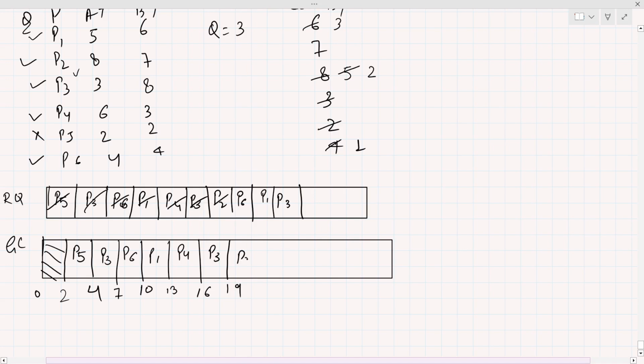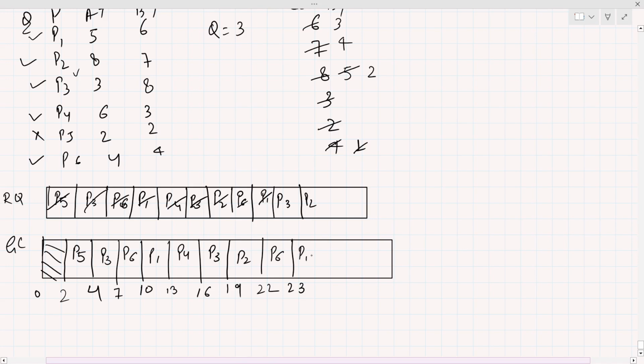After that, P2 gets the CPU. Now we have to check the burst time for P2, which is 7. So you subtract, and you will get 4. The burst time left for the P2 process is 4. 19 to 22. Is burst time left for this process? Yes. So we have to add P2 to the ready queue. After that, P6. What's the burst time of P6? 1. So it cannot spend the maximum time, only 1 unit of time. So 22 to 23. P6 is also completed, so no need to add it to the ready queue.